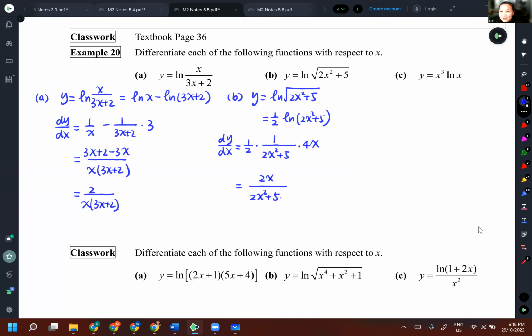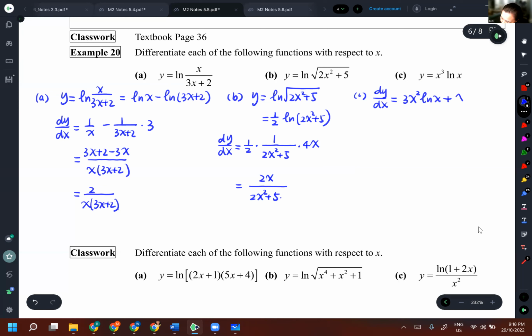Last one, I don't have a trick. See, dy/dx, there's nothing to simplify, so I just do it. Product rule. And then 3x squared log x plus x squared. For this one, it's okay to be like that, but I will just take it out now.